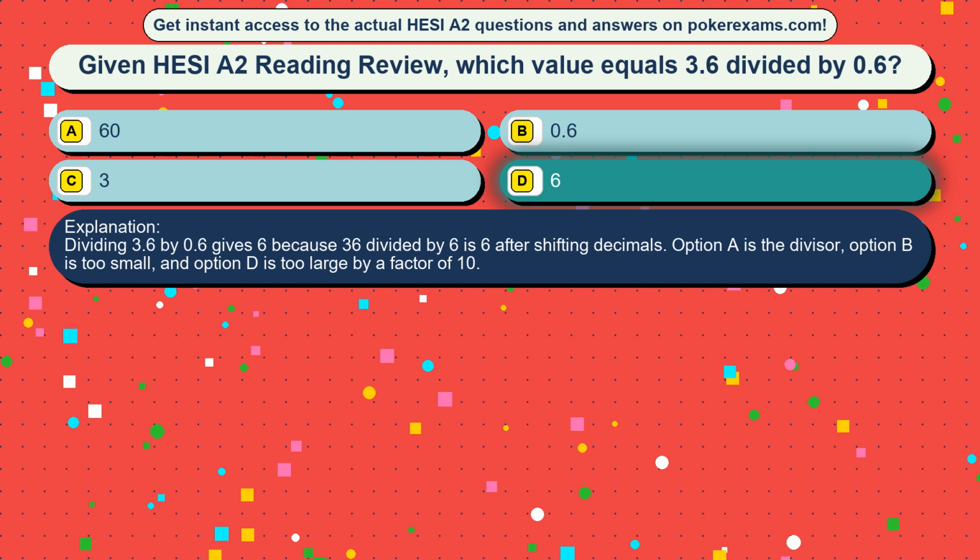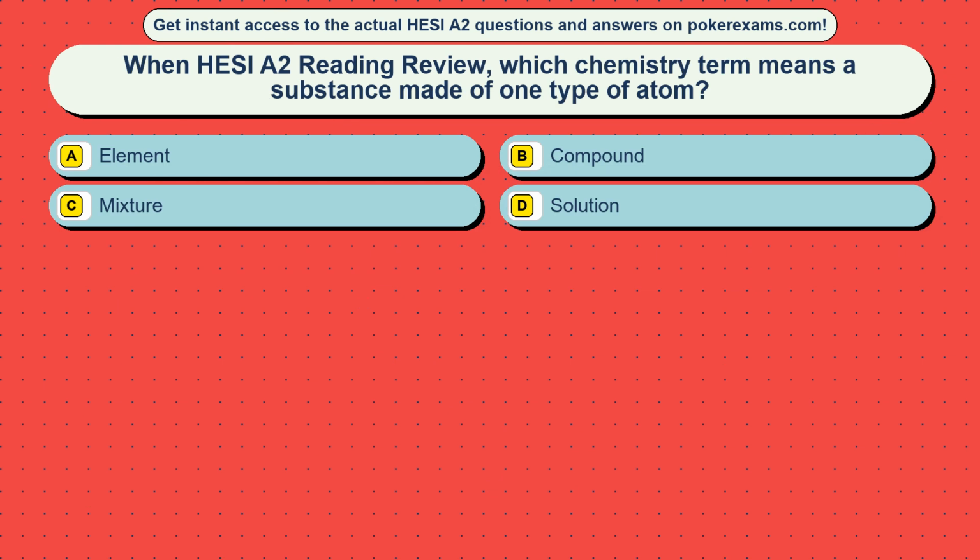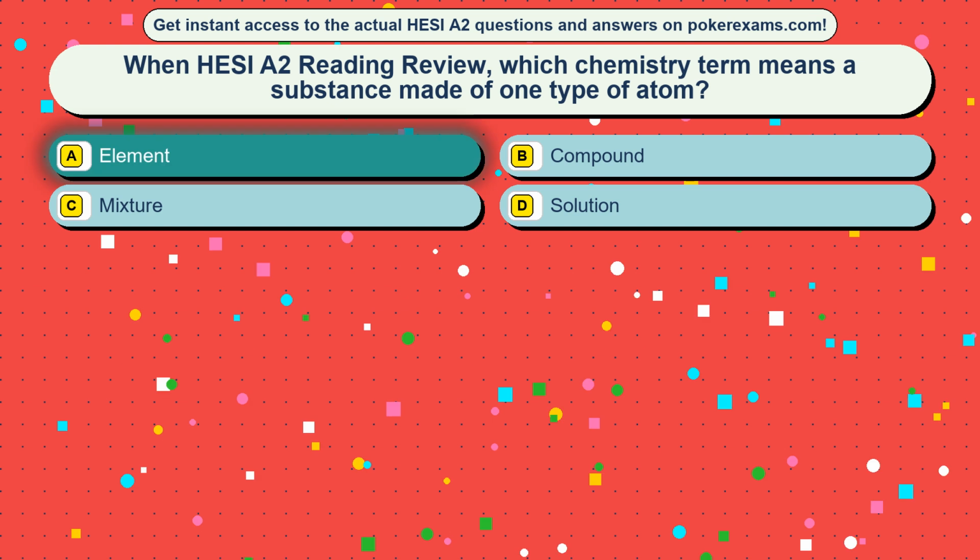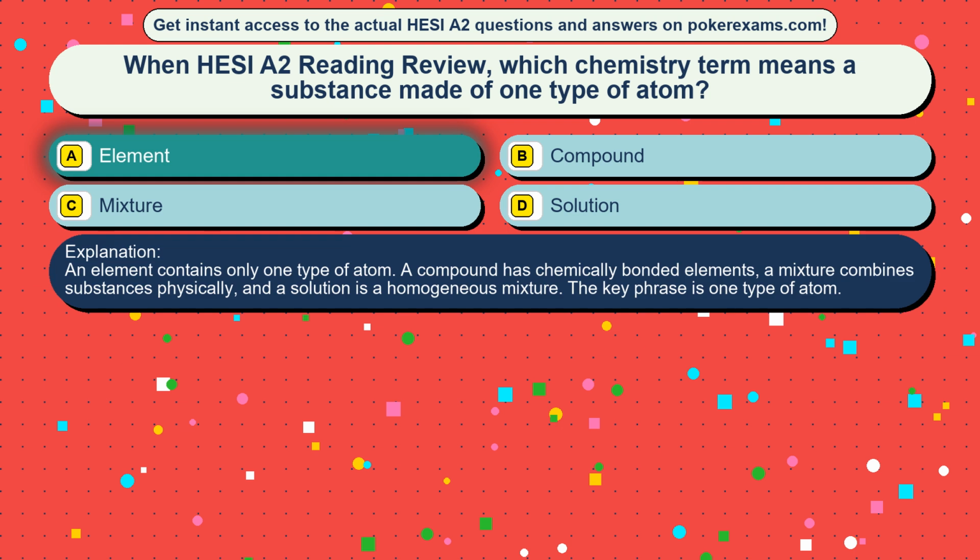Question 9. When HESI A2 Reading Review, which chemistry term means a substance made of one type of atom? Option A, element. Option B, compound. Option C, mixture. Option D, solution. The correct answer is option A, element. An element contains only one type of atom. A compound has chemically bonded elements, a mixture combines substances physically, and a solution is a homogeneous mixture. The key phrase is one type of atom.